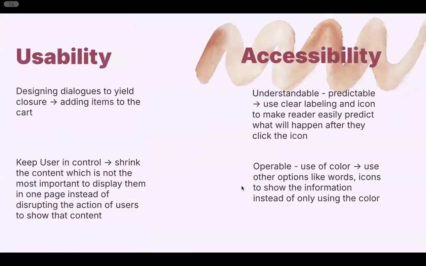And here comes our conclusion. For usability, we have designing dialogues to yield closure, that is adding items to the cart, and keep users in control, shrinking the content into one page instead of disrupting users. For accessibility, we have understandable and predictable, where we use clear icons and labeling, and also operable, where we not only use color, but also words and icons to express meaning.